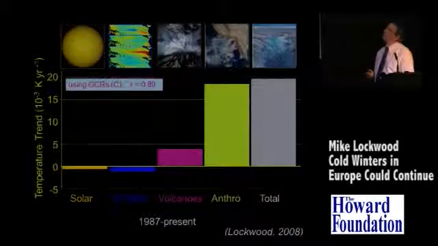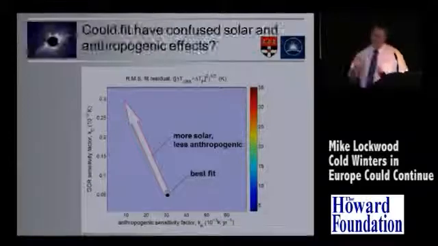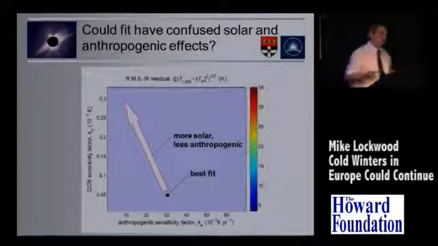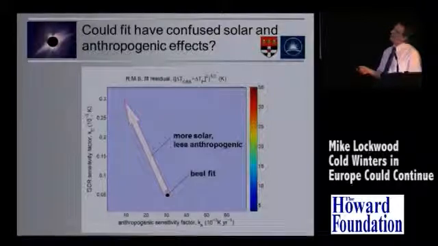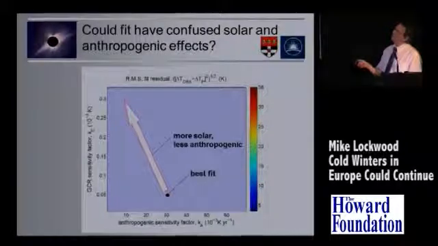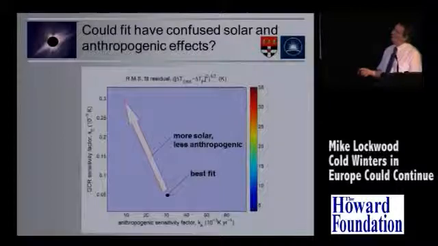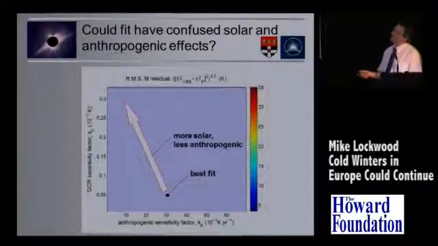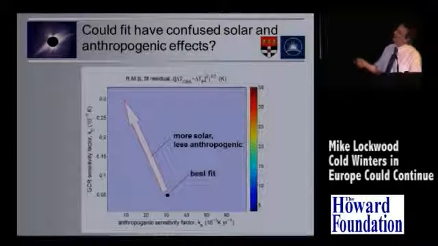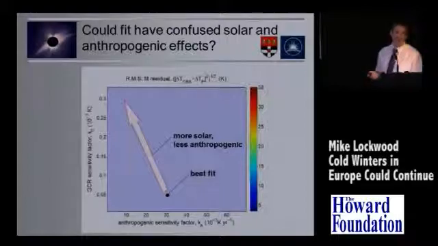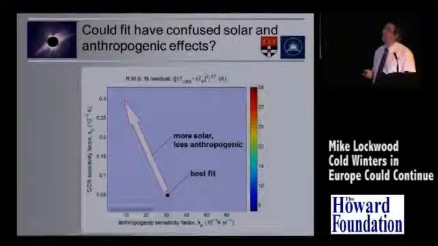Now, one reason I wanted to look at this, firstly, was to ask whether the fits could have been confused. Let's say this is my best fit. If it's overestimated the contribution of the anthropogenic, on this plot, which is the anthropogenic sensitivity factor against the cosmic ray one, the solar one, then if solar could replace it, this best fit would migrate in this direction. Is that possible? Actually, no.